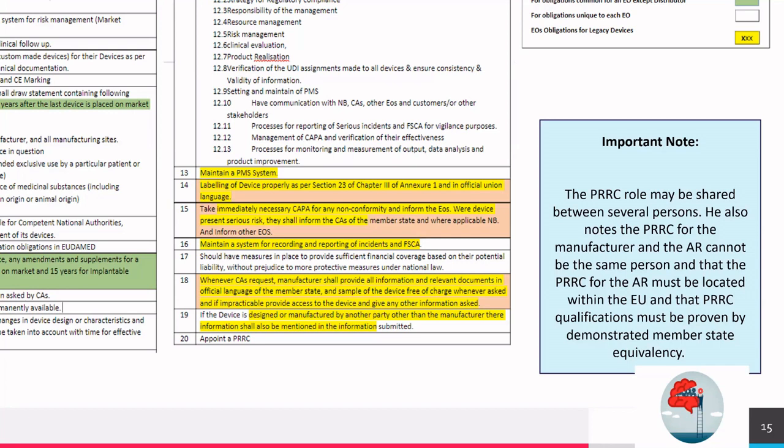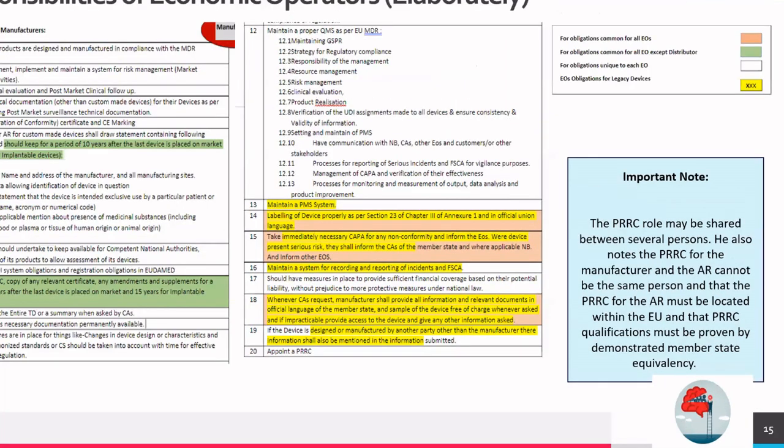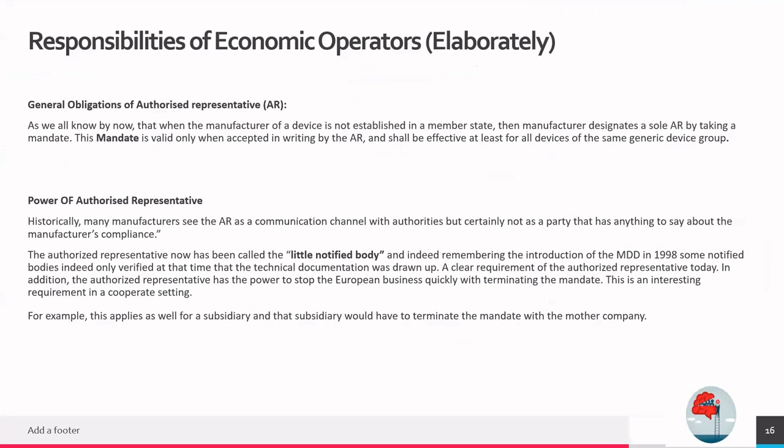And that PRRC's qualification must be proven. What is the requirement for PRRC? We all know. As per Article 15, it tells you that you should have so and so experience, so and so educational background and all. Okay, next. These are the responsibilities of the authorized representative.